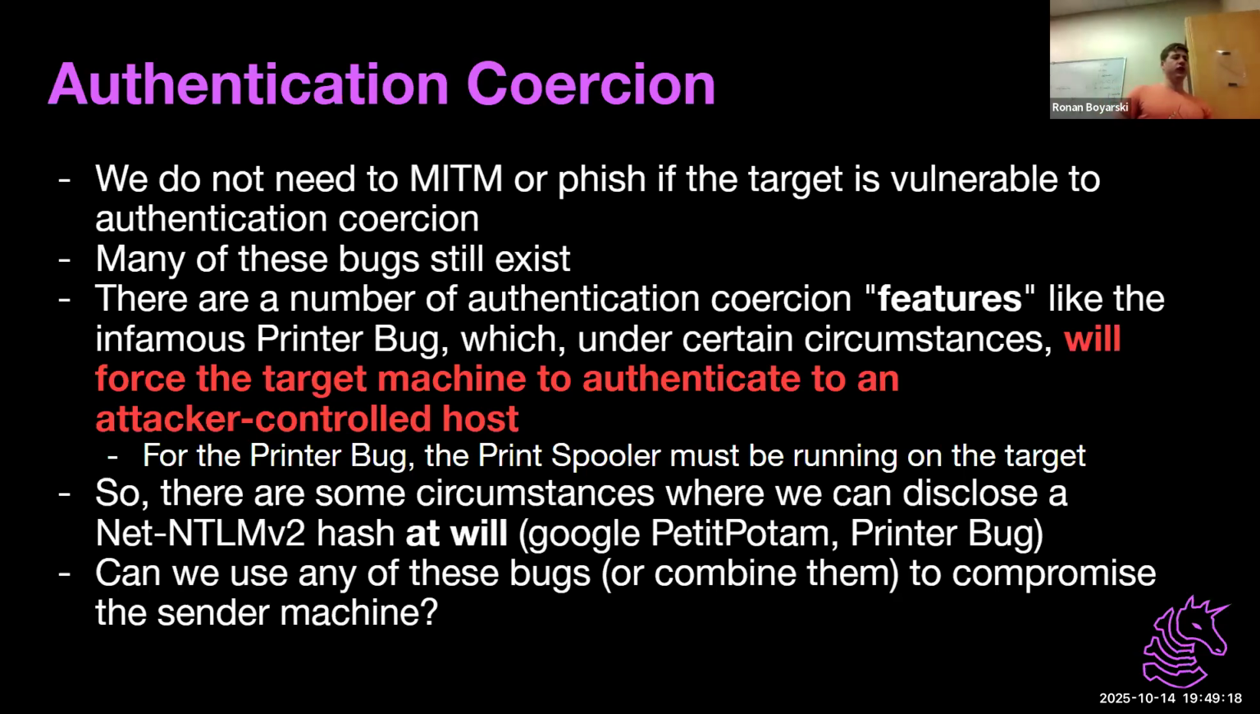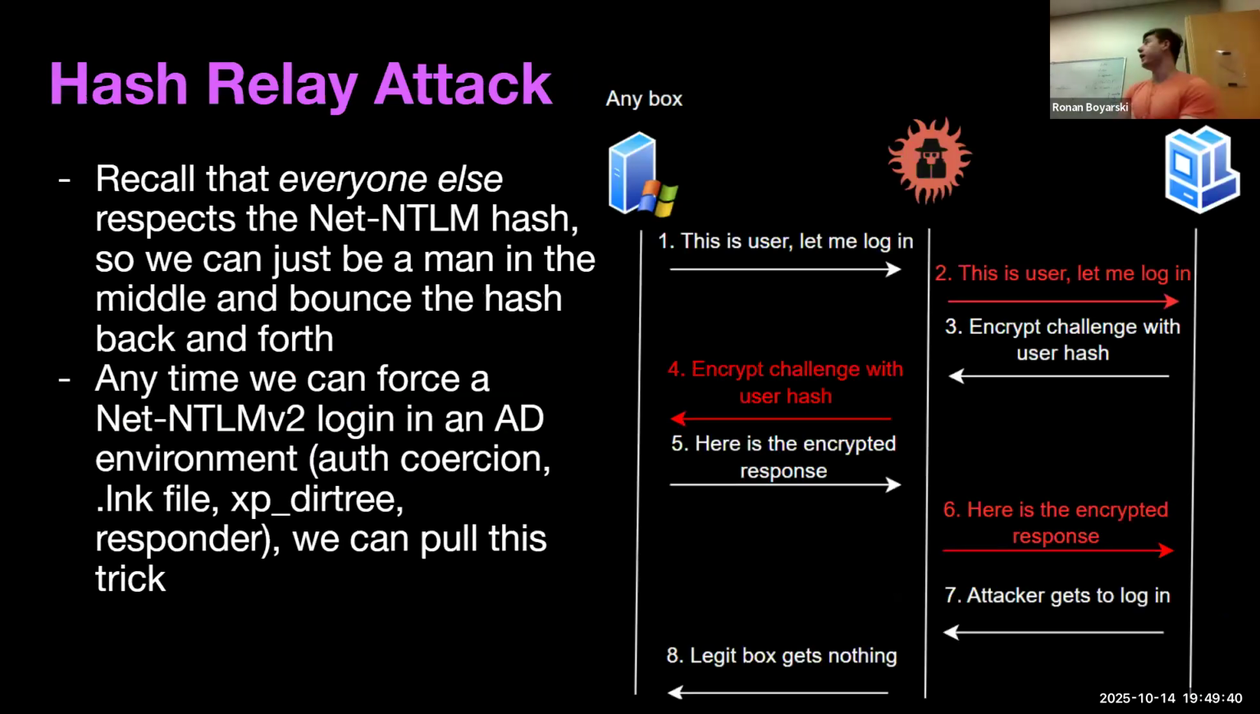There are still a couple of these around. I haven't tabled out which ones have been patched and which haven't. I think PetitPotam and Printer Bug are the most common. And the question now is, we have man in the middle, we have authentication coercion, we have phishing. Can we put this together to bypass the property that I can't log into the sending machine? And spoiler, the answer is yes.